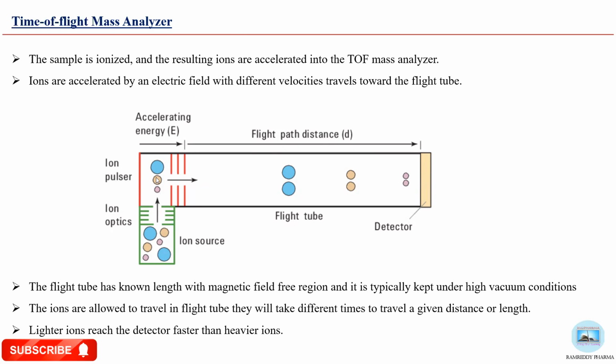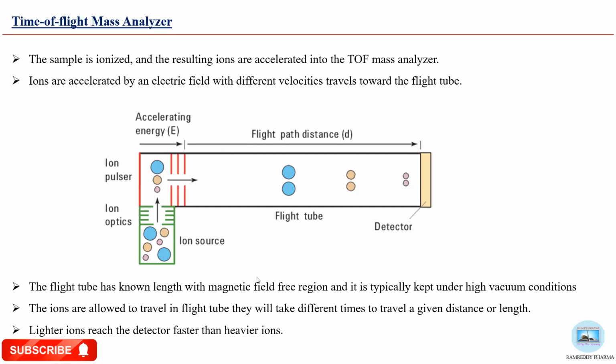So when they are entered, the ions are allowed to travel in this flight tube. They will take different times to travel the given distance. Here the magnetic field is not there. So this is the given distance, the flight tube distance. Here the ions containing different masses will travel with different times for the given distance.